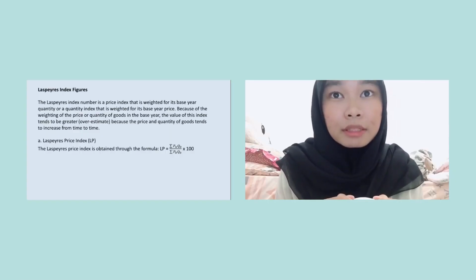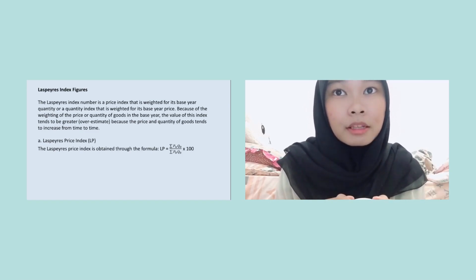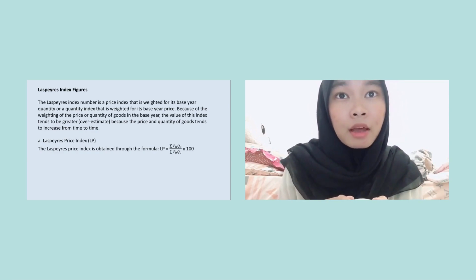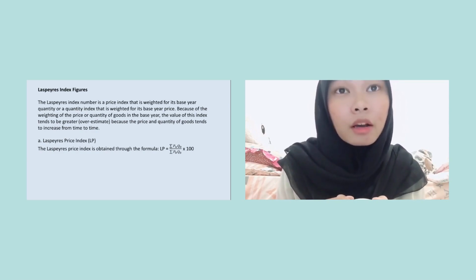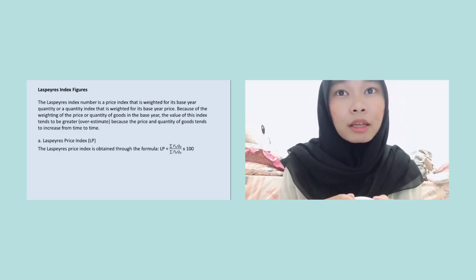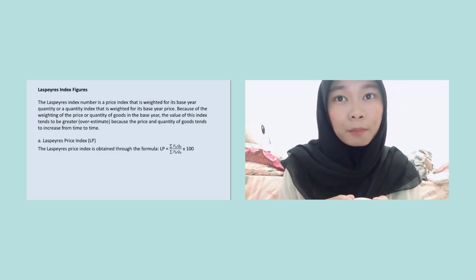The Laspeyres index number. The Laspeyres index number is a price index that is weighted by its base year quantity or a quantity index that is weighted by its base year price. Because of the weighting of the price or quantity of goods in the base year, the value of this index tends to be greater, an overestimate, because the price and quantity of goods tend to increase from time to time.